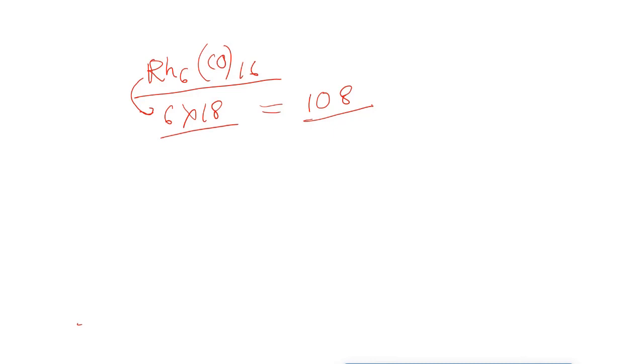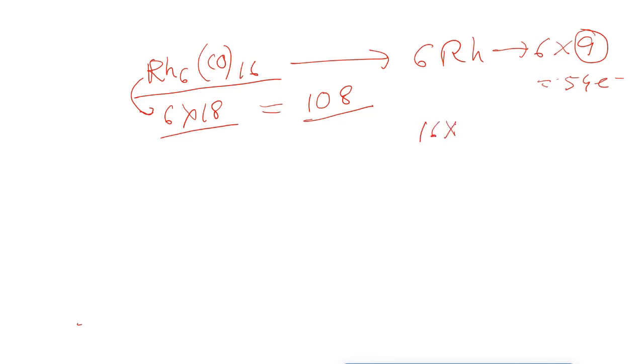For this, the method is like this: a total of 6 rhodium atoms are there, so the total number of electrons is 6 into 9, because rhodium is in the cobalt group, so the number of valence electrons is 9, so the total would be 54, right? So these are 54 electrons contributed by rhodium. Then we have 16 CO, that is 16 carbonyls, each contributing 2 electrons. So there will be a total of 32 electrons contributed by 16 carbonyls.